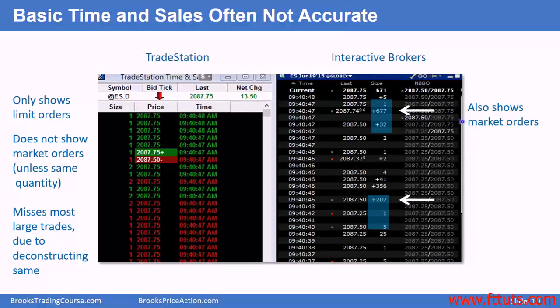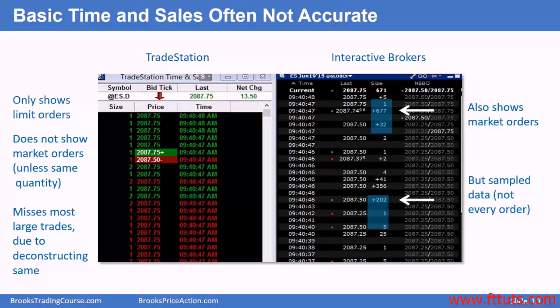Interactive Brokers also shows market orders. Here's a trade with 672 contracts. Here's another trade with 202 contracts, and you do not see them at all here in TradeStation time and sales. But even Interactive Brokers has problems. So TradeStation clearly has problems, but even Interactive Brokers has problems as well.